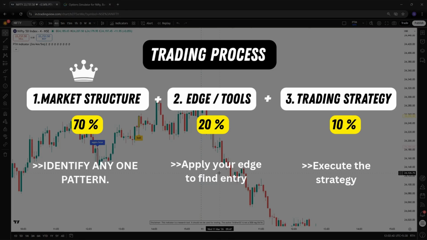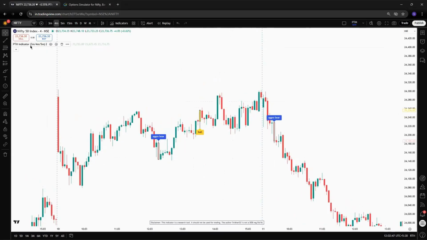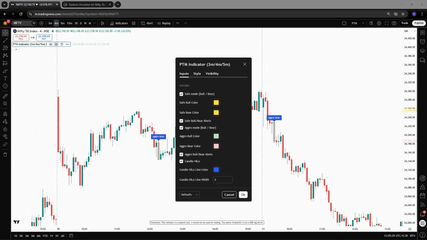Now, we'll talk a little more in detail about our PTM indicator. If you see, the PTM indicator itself has two modes: one is the safe mode, one is the aggro mode. Aggro mode is nothing but your aggressive mode. If you see in the settings, here we have the aggro mode and this is the safe mode. Now each mode has a bull signal, bear signal, and then you have the option of alerts. So whenever the signal comes, an alert will come. I'll teach you how to place the alerts. I'll teach you how to make an algo also. Don't worry. So far, this should be clear.